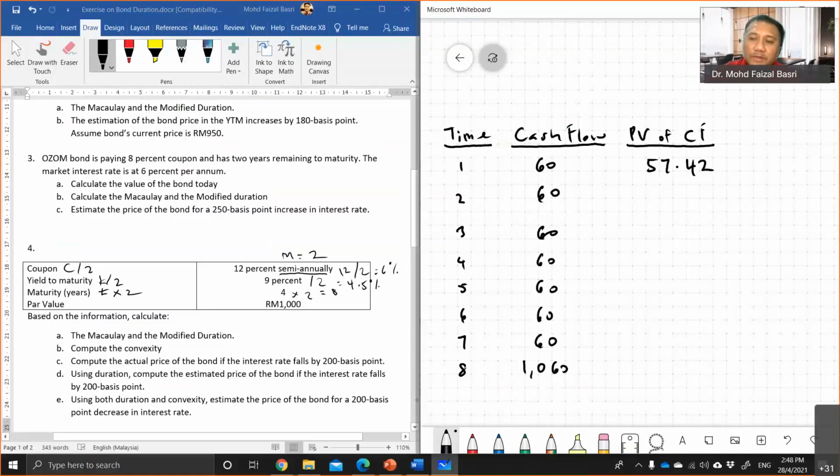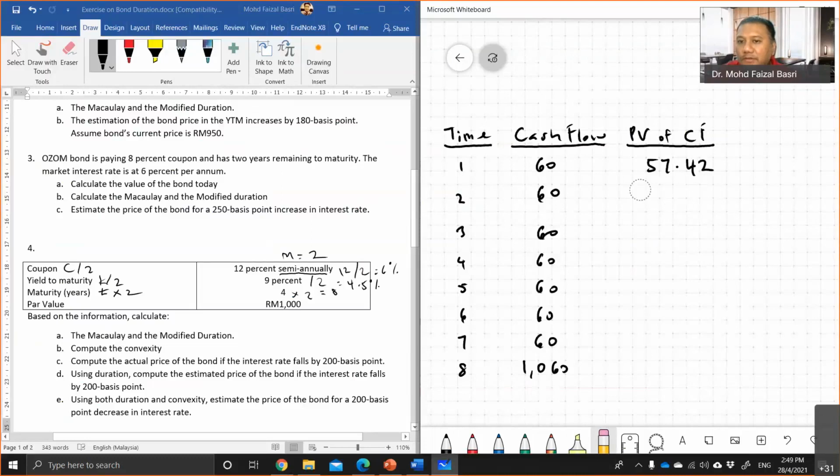By the way, when you talk about present value, all of these values will be lower than the cash flows, obviously. For example, for the second period, it will be 60 divided by 1.045 to the power of 2. So it will be 54 ringgit and 94 cents.